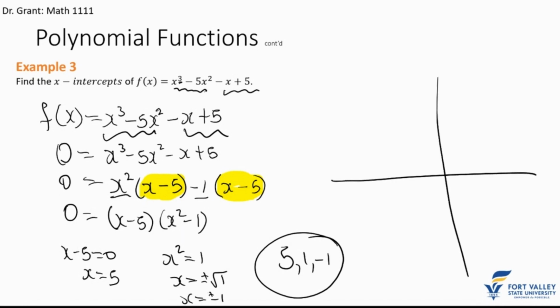And if we were to graph this, 5, so negative 1, 1, and 5. All right, so this is how we would solve by graphing.